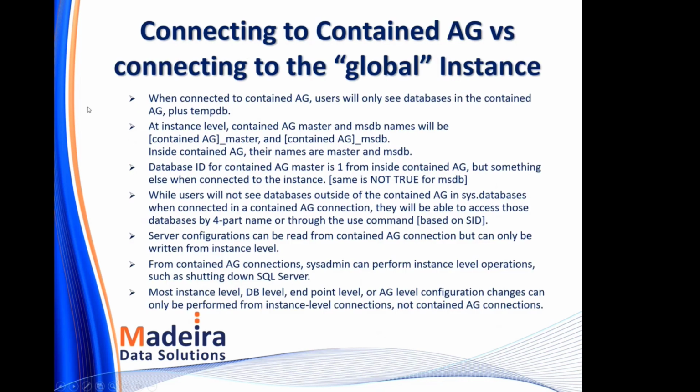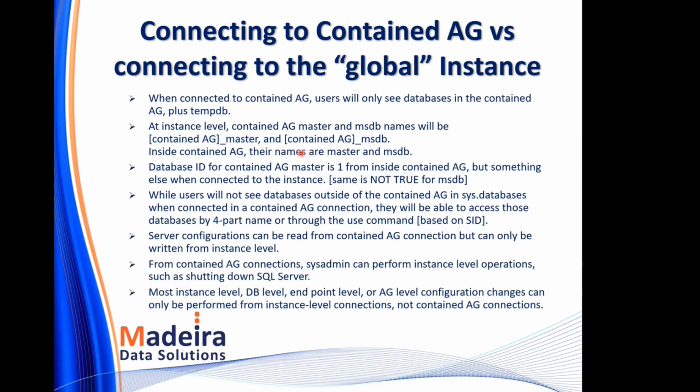To summarize, anything having to do with connectivity, when the difference between connecting to an availability group and connecting to the global instance. Let's see if I forgot something here, but I think I said everything.